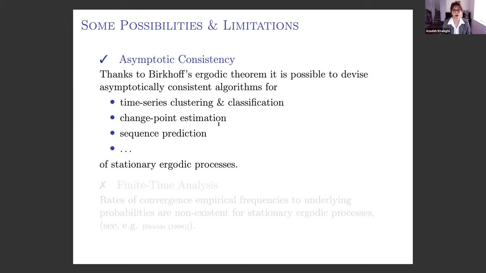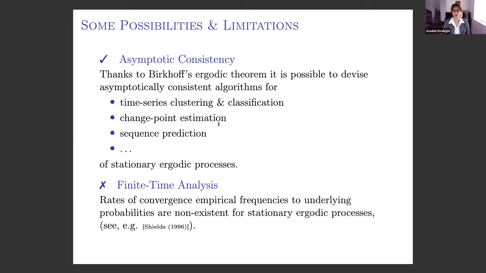So if I only assume that my processes are stationary and ergodic without further assumptions on their memory, for example, if I don't assume that they are mixing, or in the super extreme case, if I don't assume that they are IID, then I will not have finite time analysis. Because in this larger class of processes, we don't have rates of convergence of empirical frequencies to their underlying probabilities.